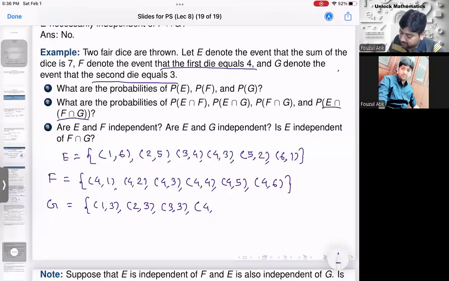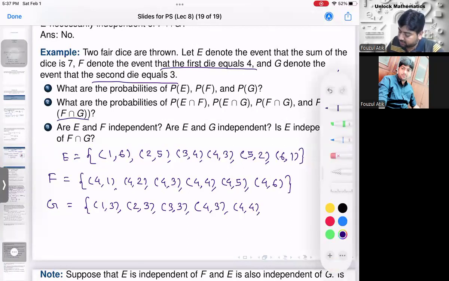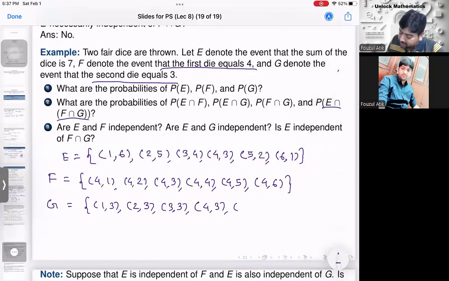It is (4,3), (4,4). Sorry. Is (5,3) and it is (6,3). Right? So all of them have six elements.